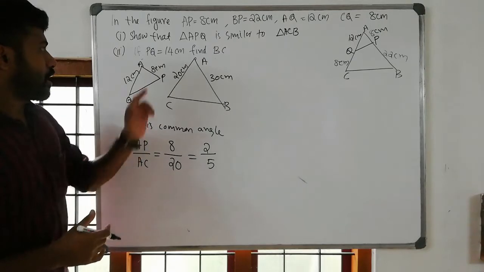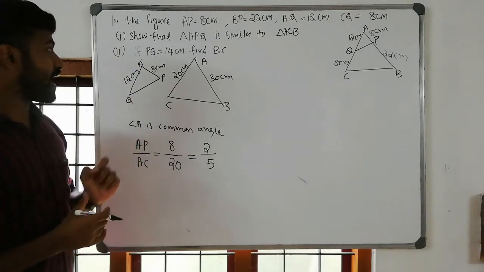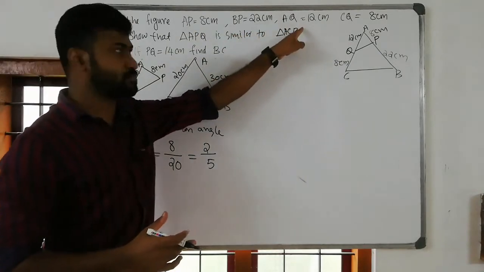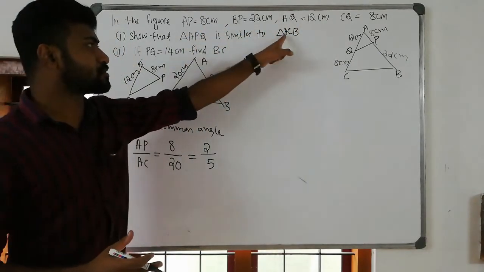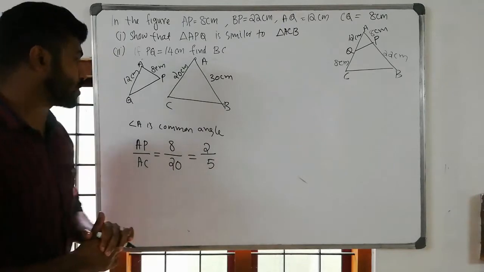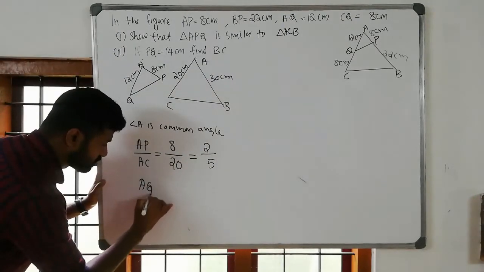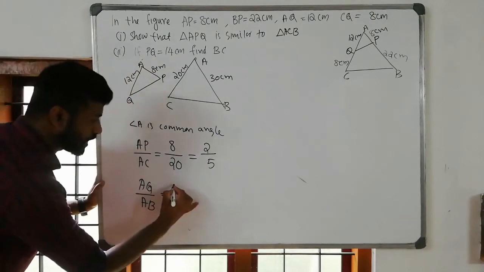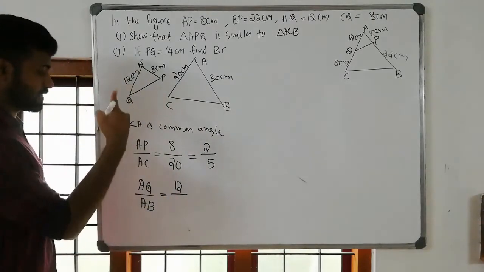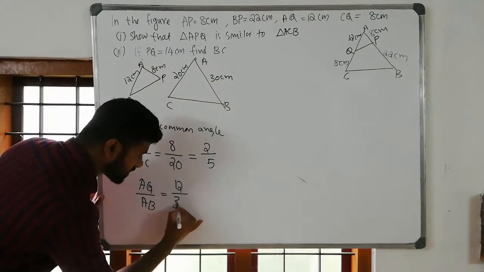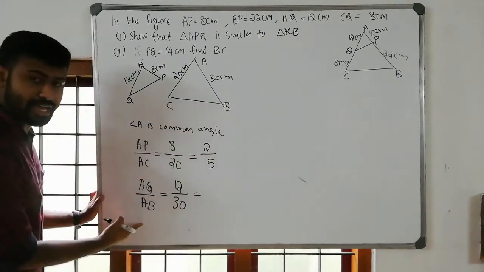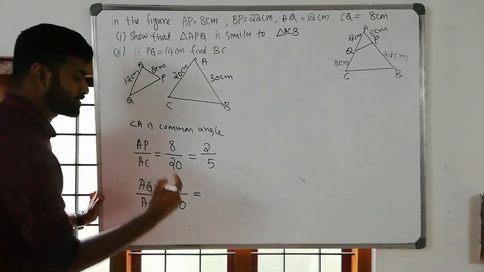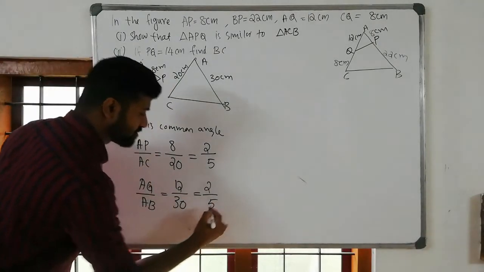Then another corresponding sides are AQ and AB, the first and third vertex. Here also we take the first and third vertex. So AQ and AB. The length of AQ is 12 centimeter and length of AB is 30 centimeter. So AQ by AB is equal to 12 by 30. The lowest form of 12 by 30 is 2 by 5.